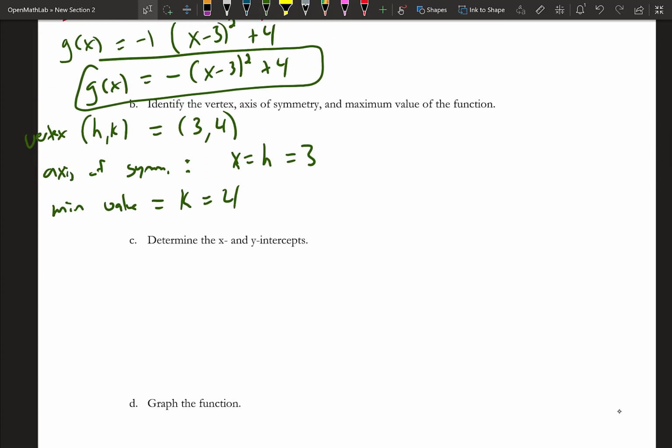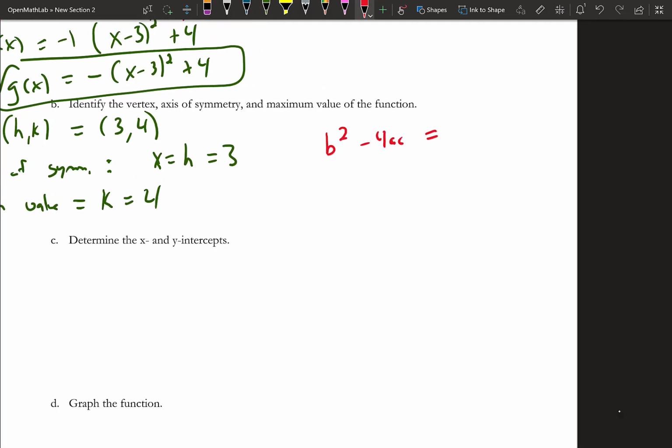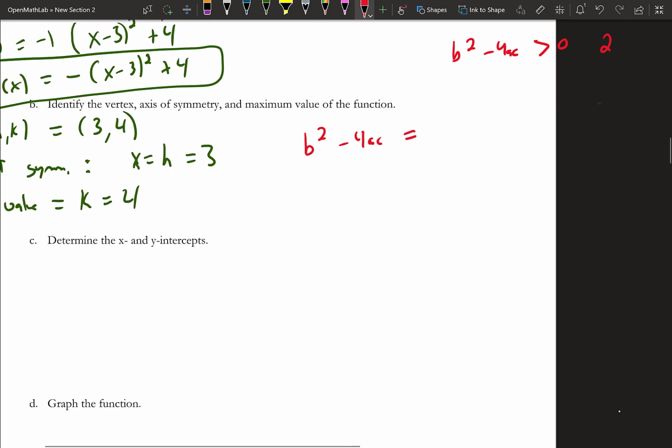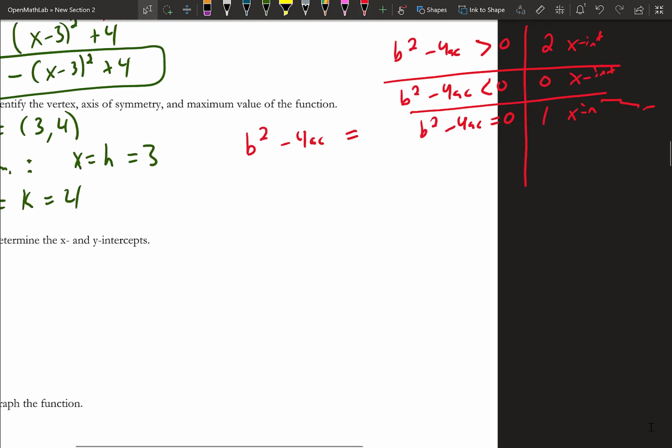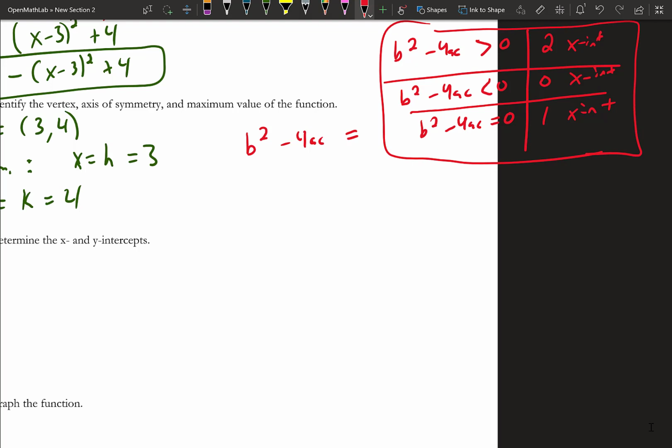So then next we want to find any x and y intercepts. So really quick, I could do b squared minus 4ac. Remember, that's called the discriminant, just to see how many x intercepts I have. If b squared minus 4ac is bigger than 0, then we're going to have two x intercepts. If it's less than 0, we're going to have 0 x intercepts. And if it is equal to 0, I'm going to have 1 x intercept. So just remember that from the previous section.